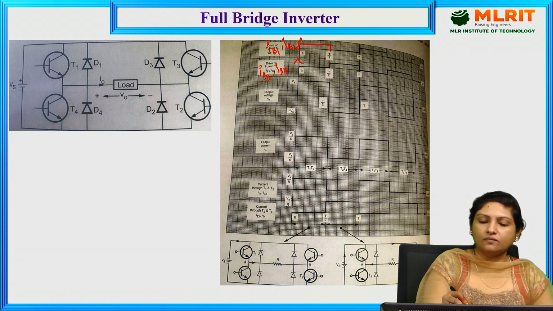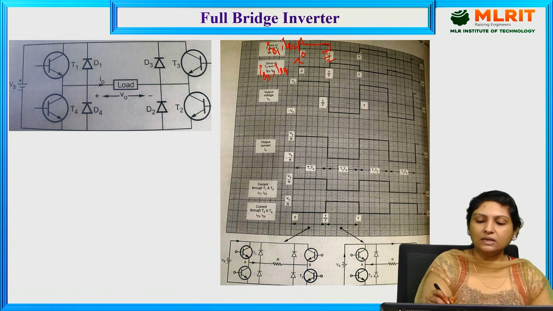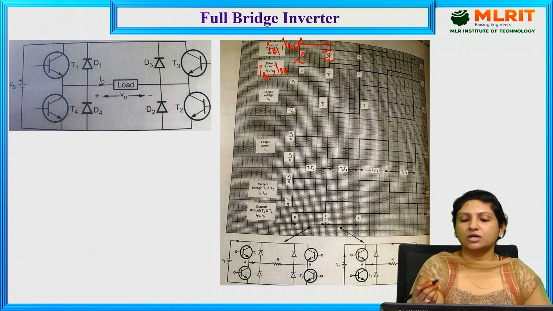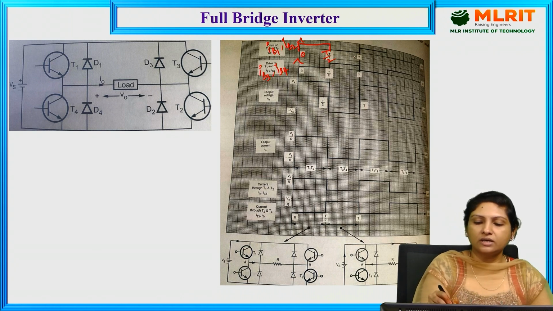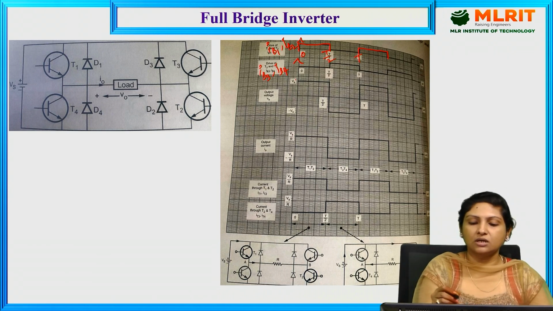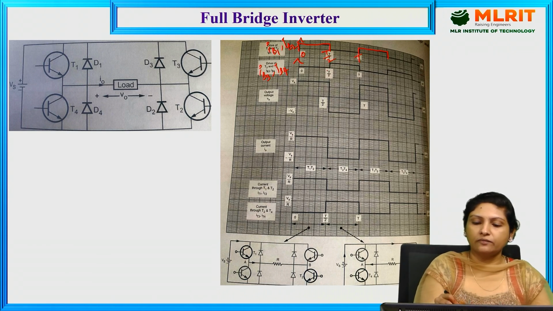These are the base drives being provided. For transistor 1 and 2, we provide the base drive at a time, from 0 to T by 2. From T by 2 to T, transistor 1 is off, we are not providing any base drive, and again at instant T, we provide the base drive for transistor 1 and 2. And for transistor 3 and 4, we provide the base drive from T by 2 to T.